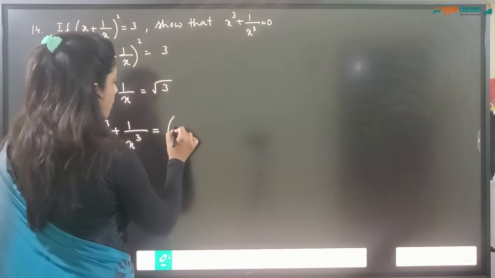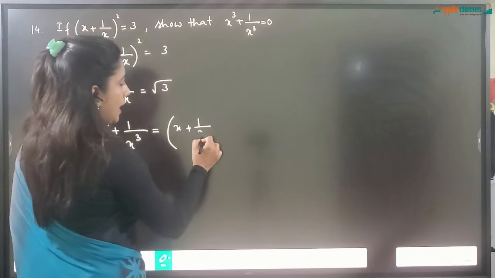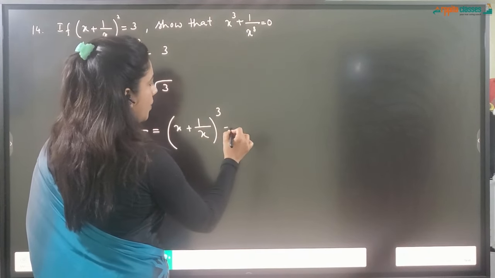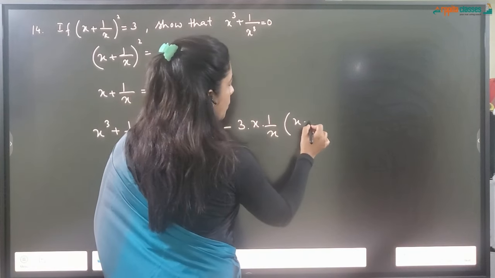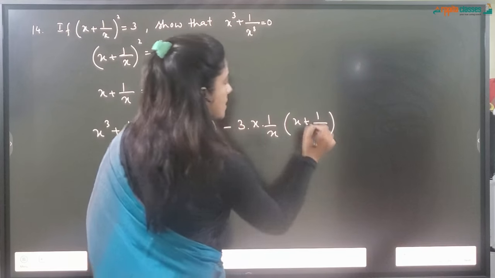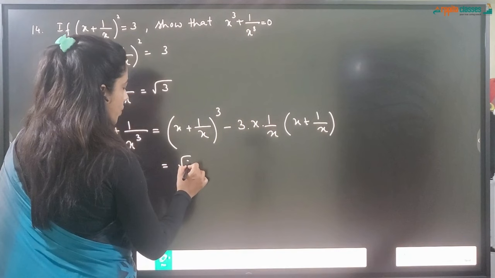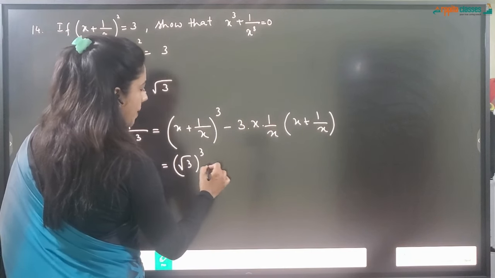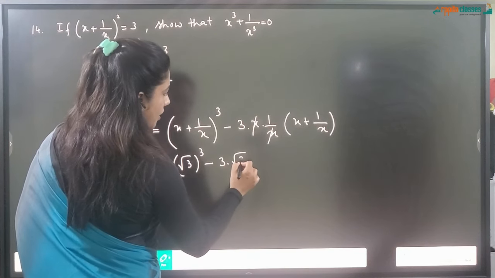So first I'll write down the formula. A cube plus b cube, this is. So a cube plus b cube is what? A plus b whole cube minus 3 into a into b whole into a plus b. This is the formula. Now x plus 1 upon x whole cube is root 3 whole cube minus 3 into x plus 1 upon x, which is again root 3.